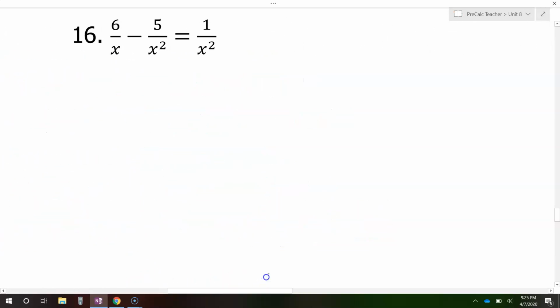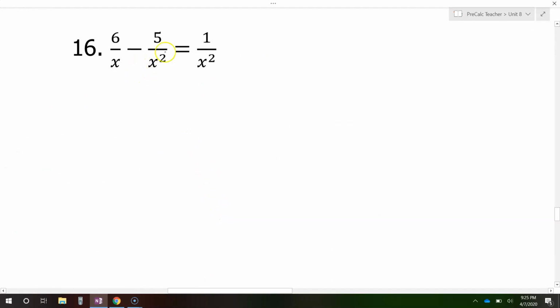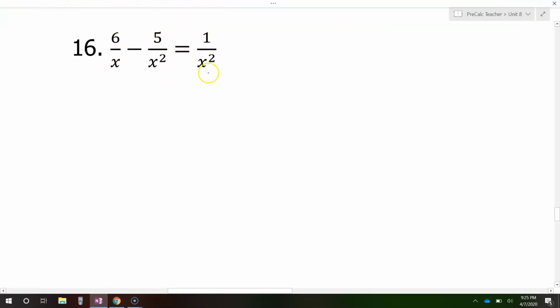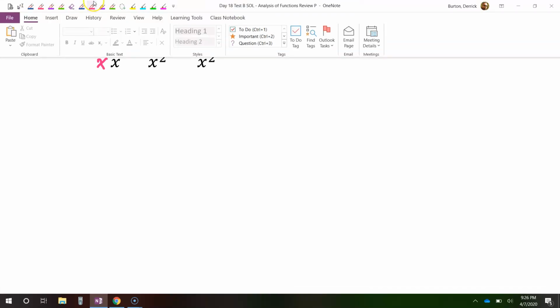All right, now let's ease our way into rational equations. The easiest way to handle rational equations, or equations that have fractions in them with x's in the denominator, the easiest thing to do is make the denominators all be the same. So I'm noticing that I already have x squared. So it would be great if this was also x squared. Well, that can happen if I simply multiply by x in the top and the bottom. So that's going to make this x squared, and that's going to make this 6x.